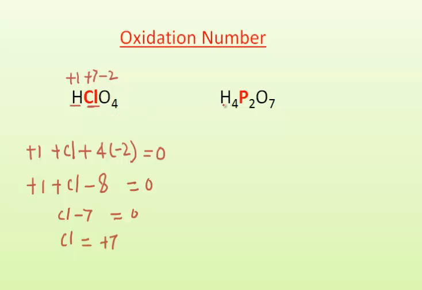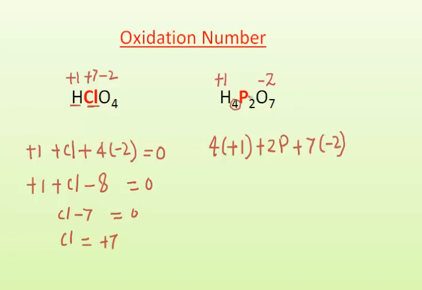Well, the next compound is H4P2O7. Hydrogen obviously has plus 1 oxidation number and oxygen has a minus 2 oxidation number. Now we can do the calculation. There are 4 hydrogen atoms, I put here 4 in brackets, the oxidation number of hydrogen atom is plus 1, we put here plus 1, and there are 2 phosphorus atoms, I put here 2P, plus there are 7 oxygen atoms, I put here 7. Well, the oxidation number of oxygen atom is minus 2, we put here minus 2. This is also a neutral compound, that is why we just equalize to 0.